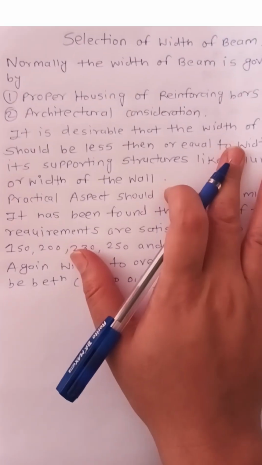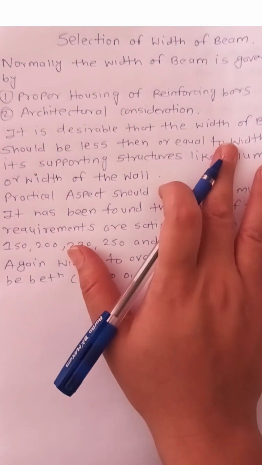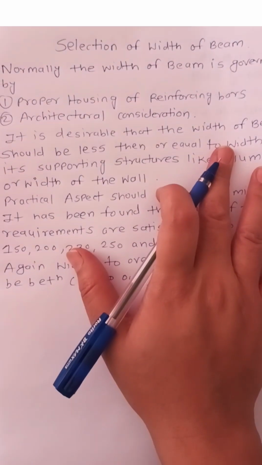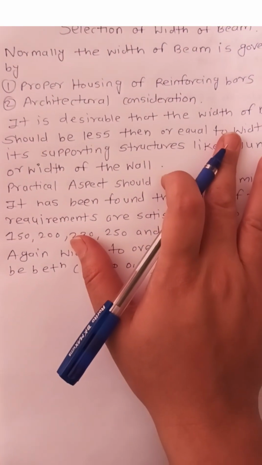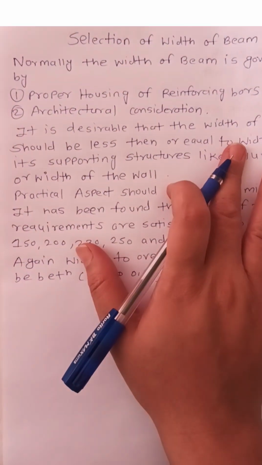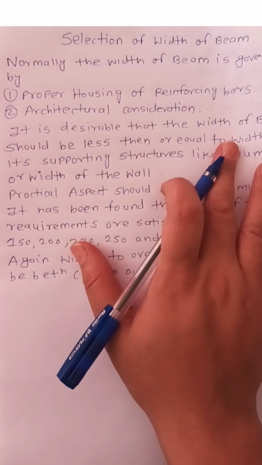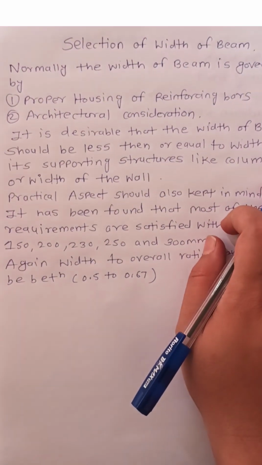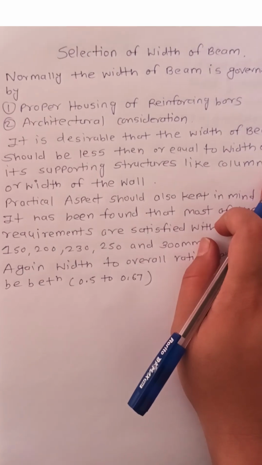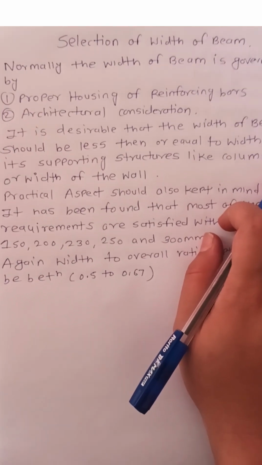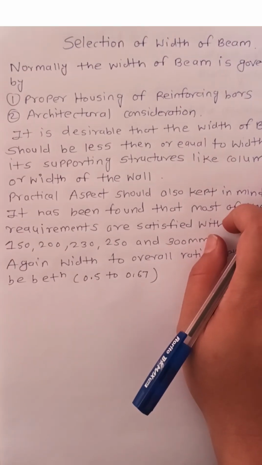The second one is architectural consideration, which is also an important parameter for the beam, because if there is a beam inside your house and it is giving an offset, it might be obstructing for the architect, because they have to give a good aesthetic view to the building or inside your house. So these two things we need to consider while deciding the width of beam.